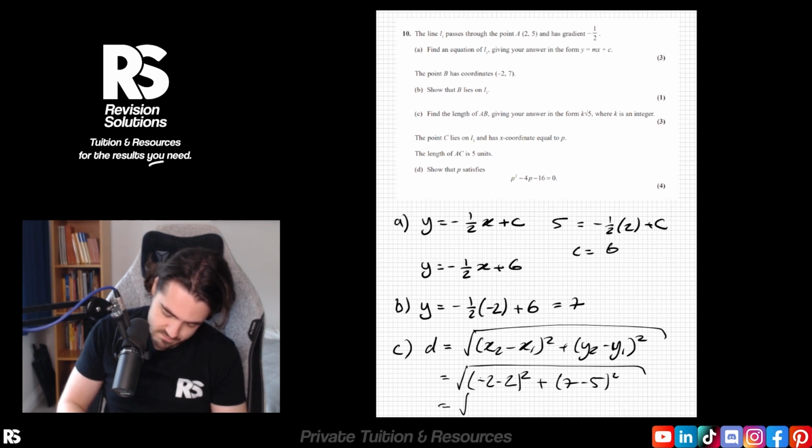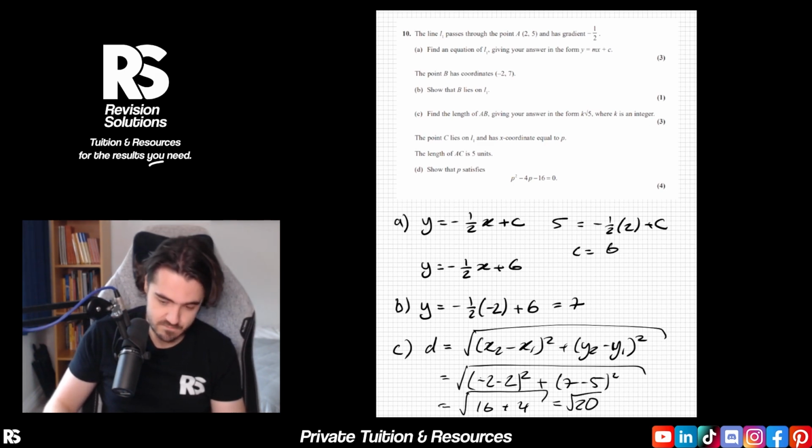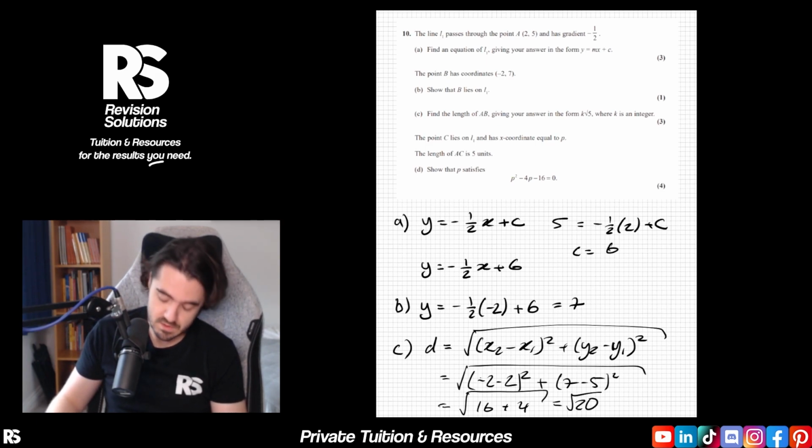which is the square root of -4 squared, which is 16, plus 7 - 5 squared is 2 squared, which is 4. So that's 4, so that's root 20. And we can take a factor of 4 out of 20, which would give us 4 times 5. The square root of 4 is just 2, so that's just 2 root 5. So our k that they asked us for is 2.